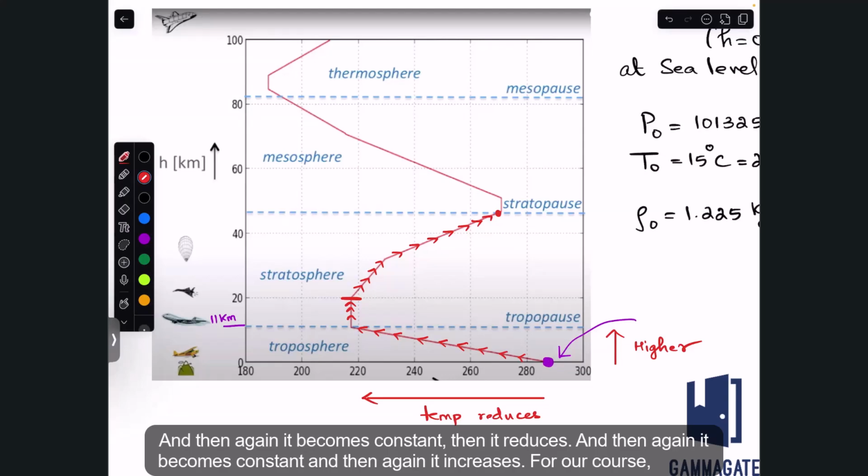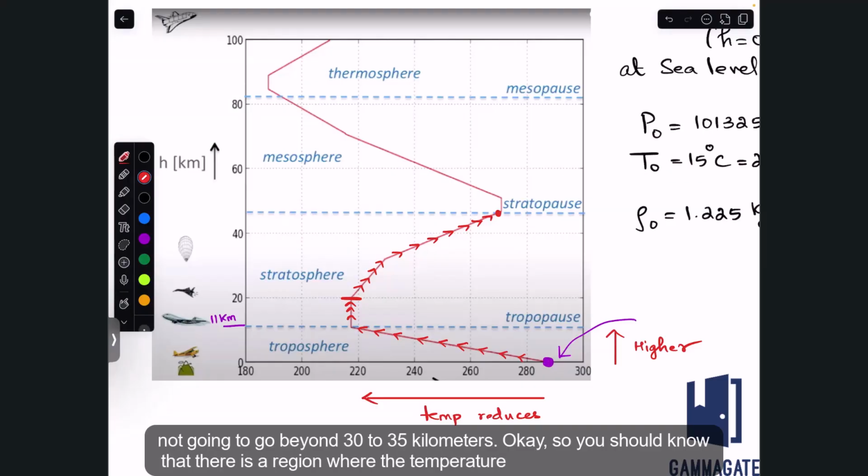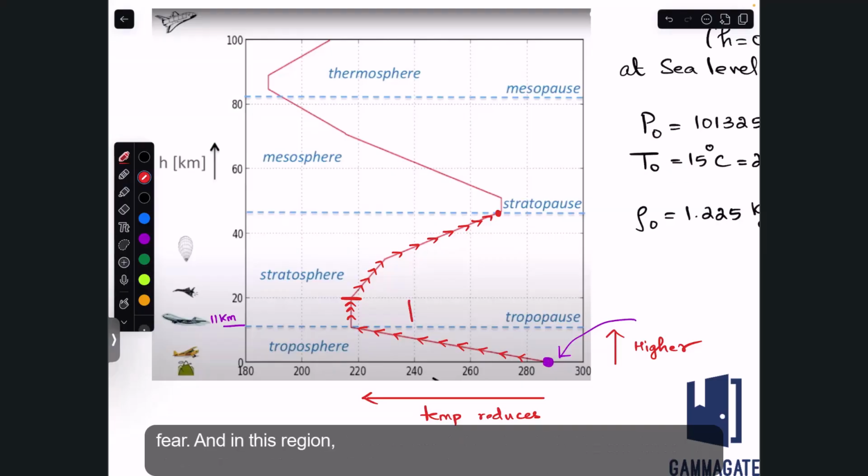For our course, we are not going to go beyond 30 to 35 kilometers. You should know that there is a region where the temperature reduces, that is the troposphere, and in this region the temperature is constant, that is the tropopause, and after that the temperature increases in the stratosphere as you go higher.